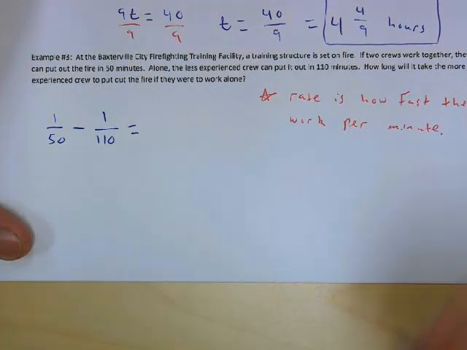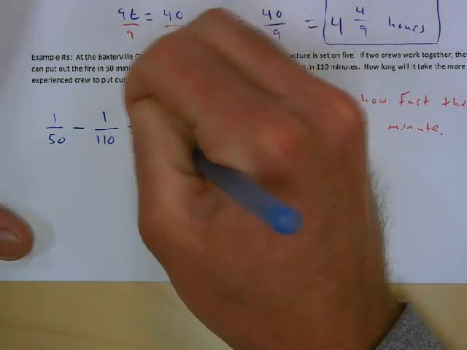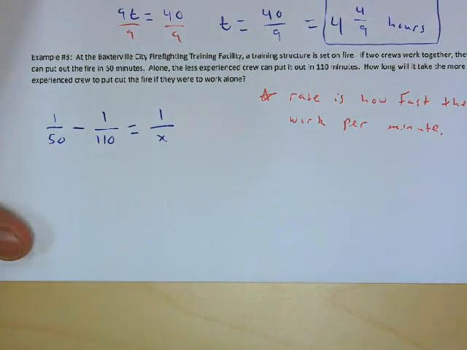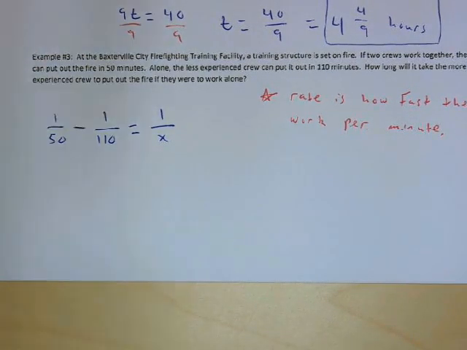And how fast does the other group work? Well, that's what I'm trying to figure out. How much of the fire can they get done in 1 minute? So 1/x is the other part there. Hopefully that made sense. Now we've got our equation set up, and now we can solve.